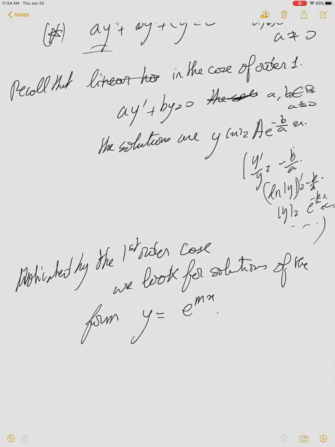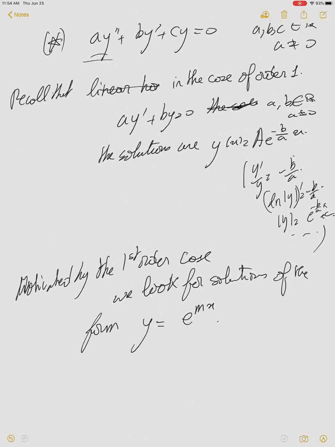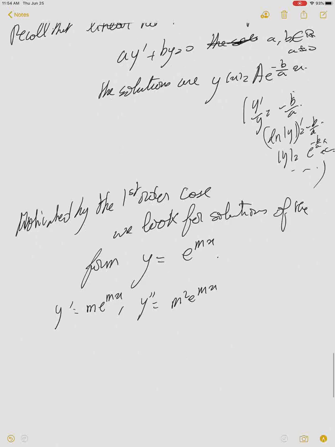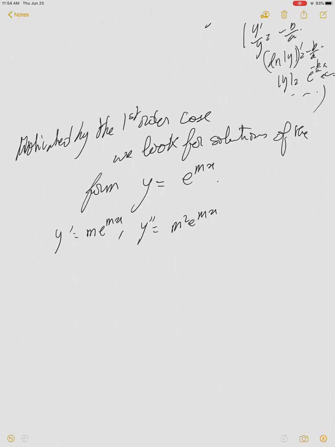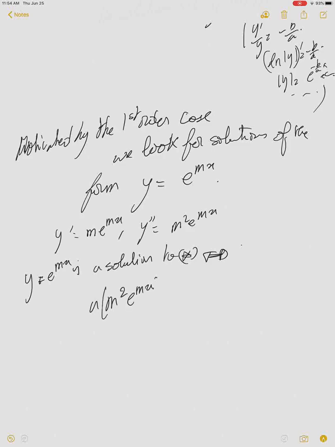Okay. So I look for a solution y equals e to the mx. Notice that y' is m e to the mx, and y'' is m squared e to the mx. So what I'm trying to say here is that y equal e to the mx is a solution to the ODE star if and only if, replacing now in star, you get a y'', which is am squared e to the mx, plus bm e to the mx, plus c e to the mx equal to 0.